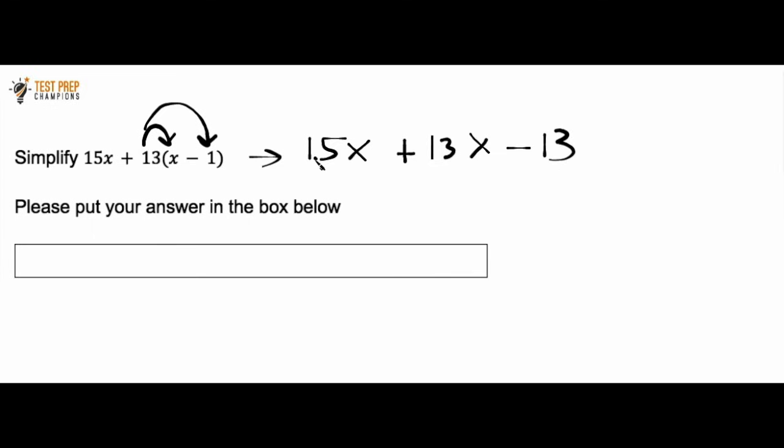So now what I want to do is add up the like terms. So 15x and 13x, since they both have x's, I can add them up, and that would be 28x minus 13. And since the 13 doesn't have an x, I can't subtract it from 28x, so I just leave it here, and this is all I can do. I can't simplify any further than this, so this would be the correct answer.